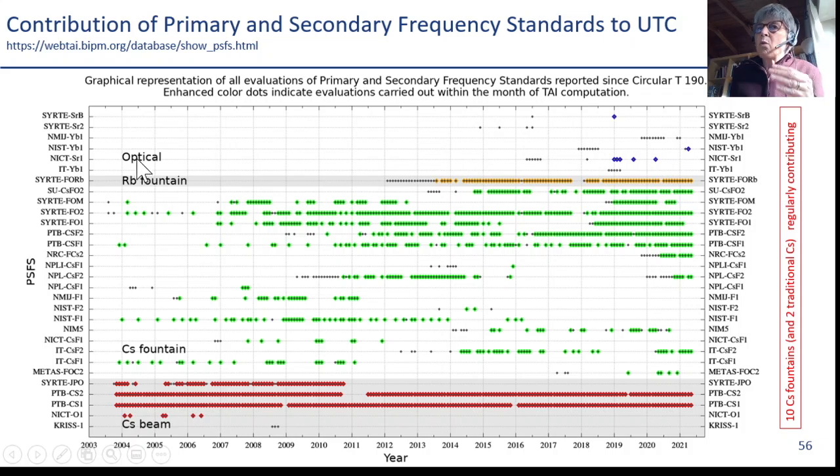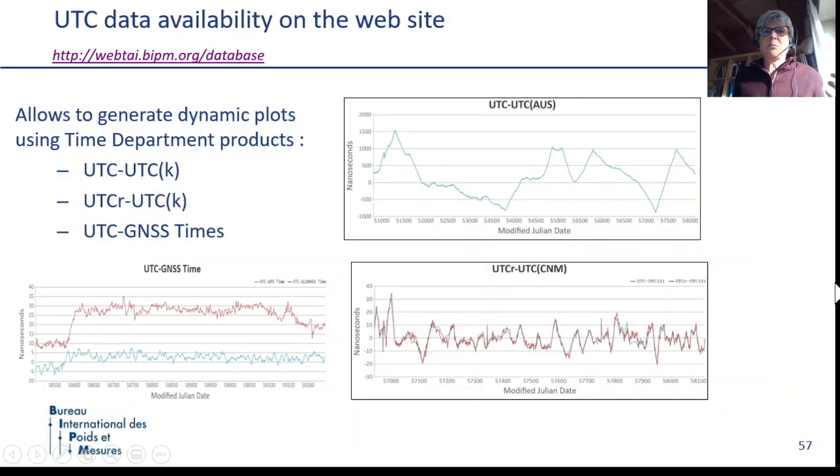Optical standards, the ones I told you are 100 times more accurate, are starting to be available. You see, in the last 3-4 years, we had some calibrations also obtained by those laboratories, mostly based on strontium and ytterbium optical standards. This plot gives the idea of how many of these very important and very complex frequency standards are available.